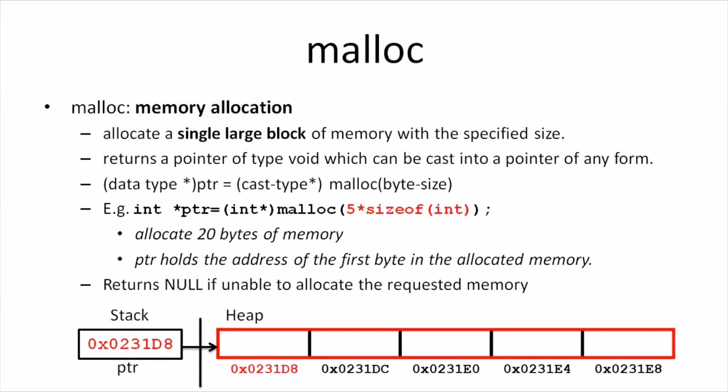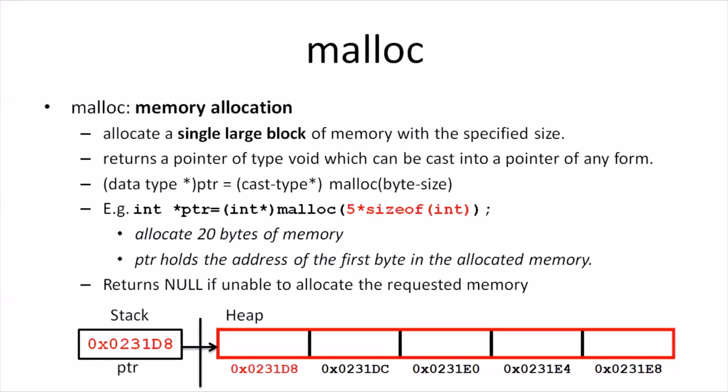It returns a pointer of type void so that it can be typecasted to a pointer of any other data type as required. For example, if we want to allocate memory to a 5-celled integer array dynamically, we write malloc(5 * sizeof(int)). Here, sizeof(int) returns 4, and 4 multiplied by 5 gives 20 bytes, which is the total amount of memory required for a 5-celled integer array.